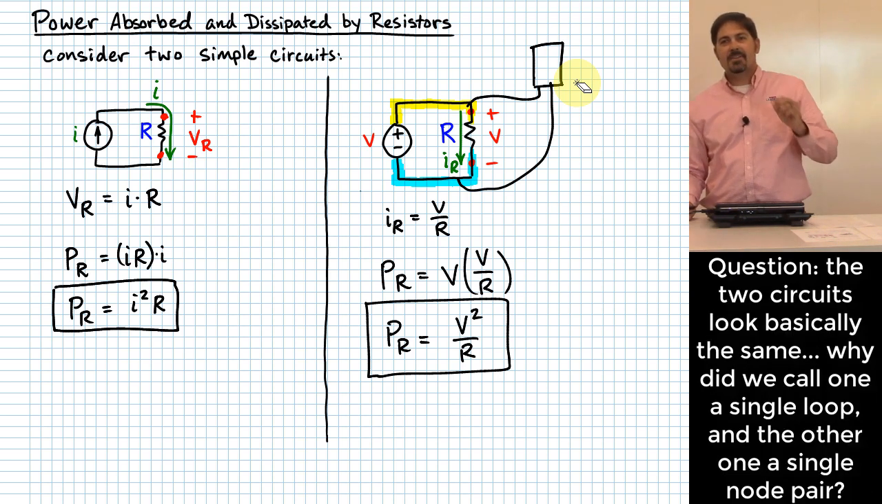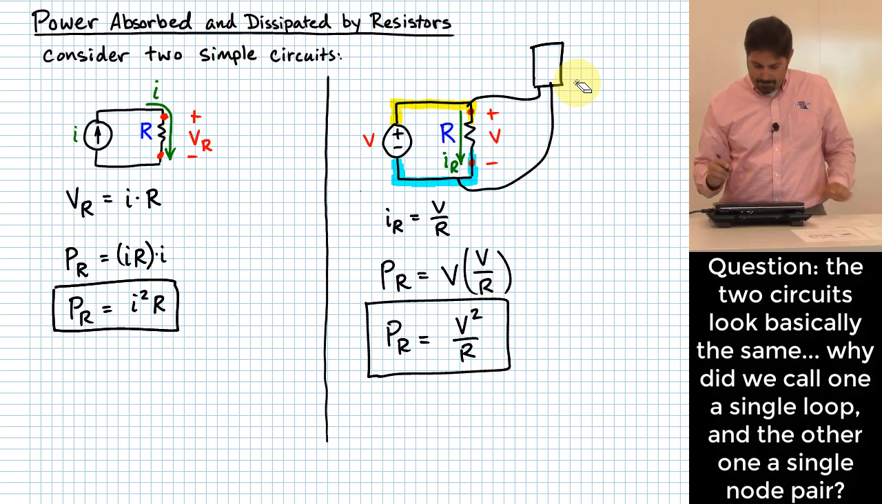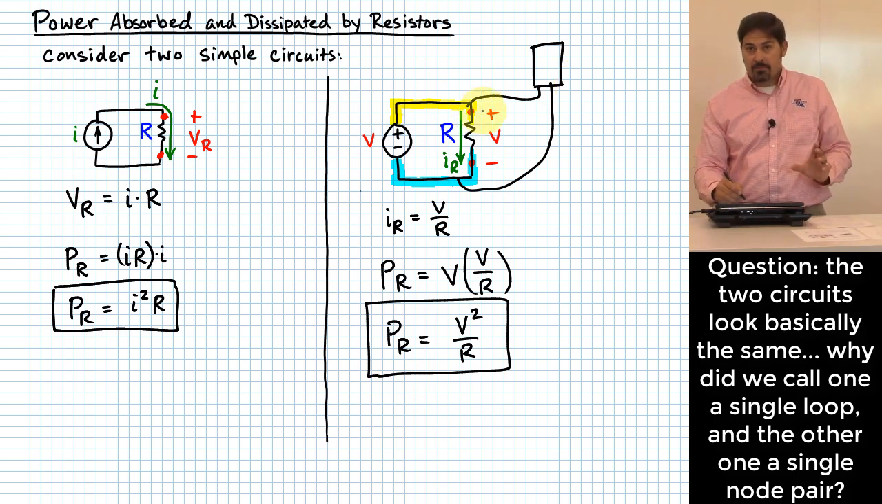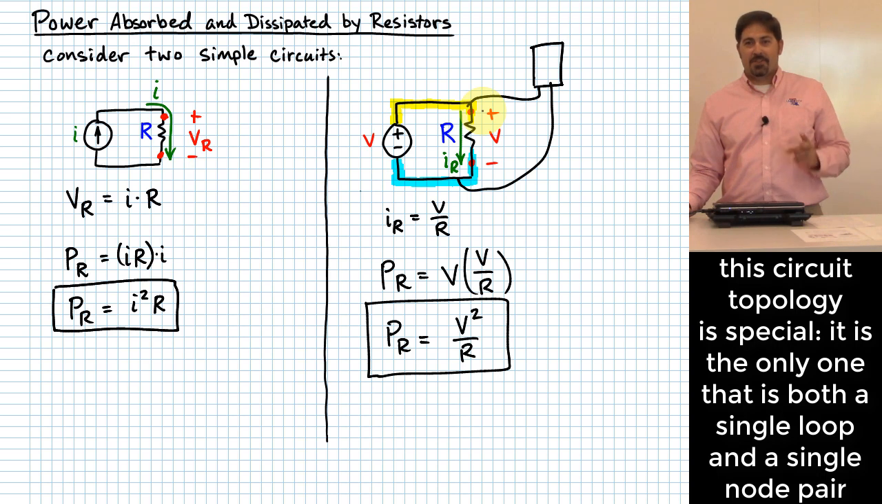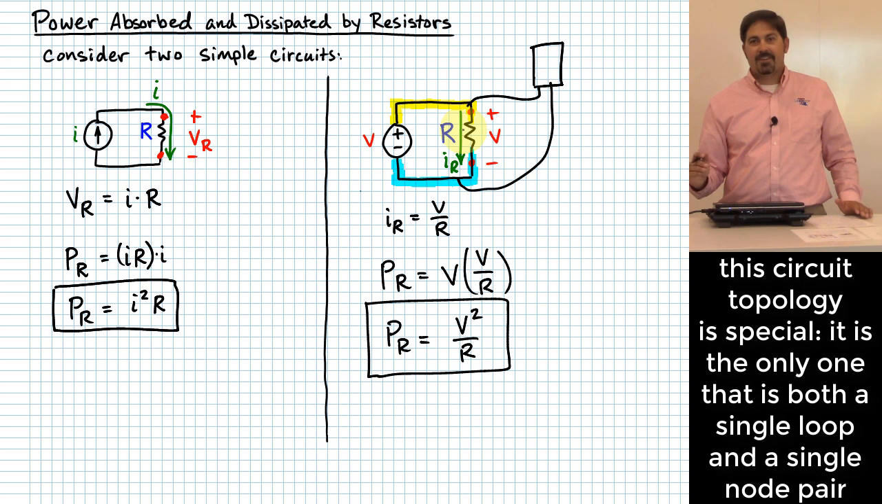Yes? I know you said the circuit on the right is a single node circuit, so... Single node pair. Yeah. How is the one on the left different? It is not different. This is a very unique circuit in that there are two elements. We can view it as just a single loop. That's one perspective, and we can also see it as a single node pair. It is both. Yeah, they are both.